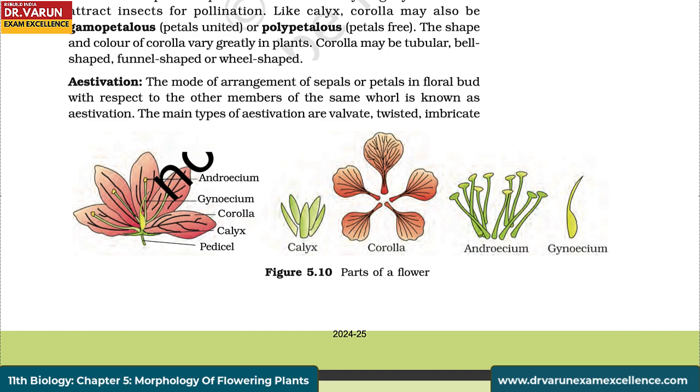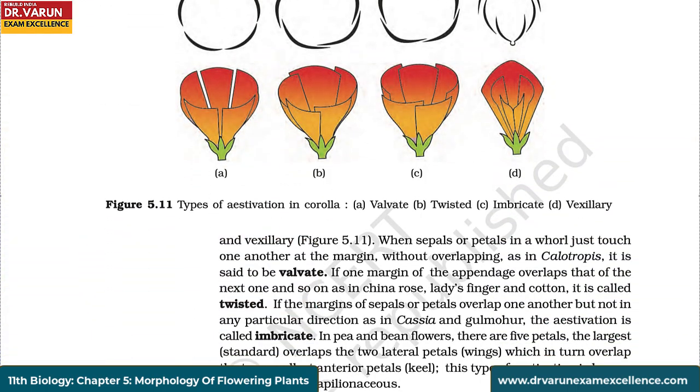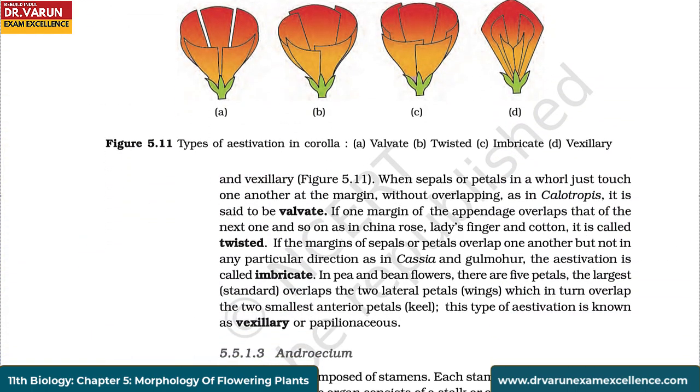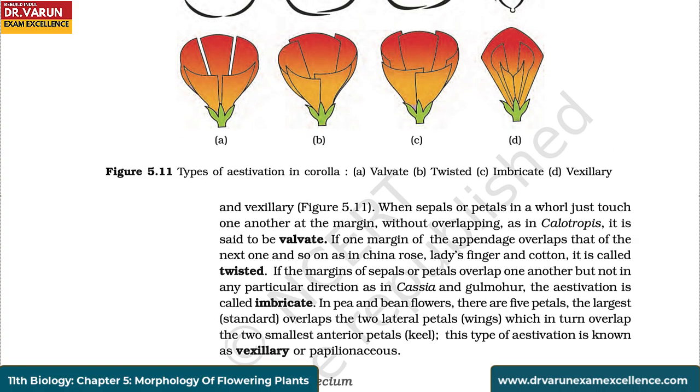The main types of estivation are valvate, twisted, imbricate, and vexillary. When sepals or petals in a whorl just touch one another at the margin without overlapping, as in calotropis, it is said to be valvate. If one margin of the appendage overlaps that of the next one and so on, as in China rose, lady's finger and cotton, it is called twisted.